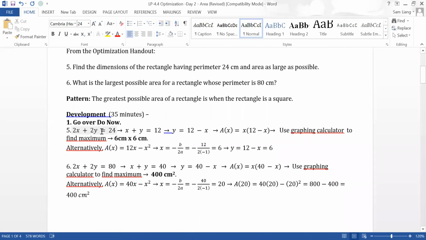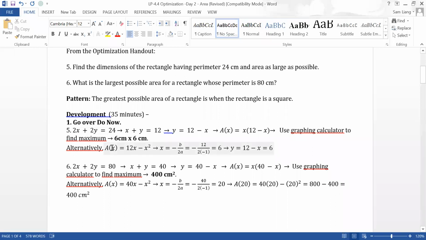I have 2x plus 2y equals 24, and then I divide both sides by 2. So divide each term by 2, you get x plus y equals 12, and then I'm going to isolate y, so y equals 12 minus x. So therefore the area of the rectangle is going to be x times y, which is x times 12 minus x. At this point you can use a graphing calculator to find the maximum, or you can also use the negative b over 2a formula. If you use a graphing calculator, you're going to find that it's 6 centimeters by 6 centimeters.